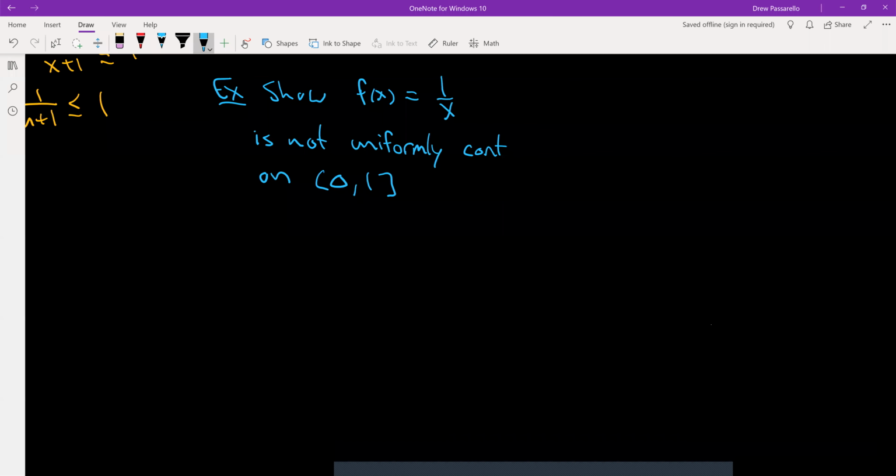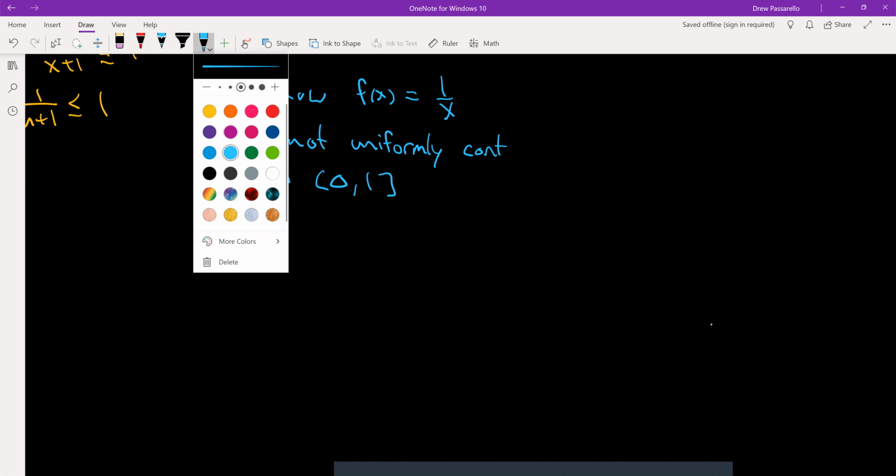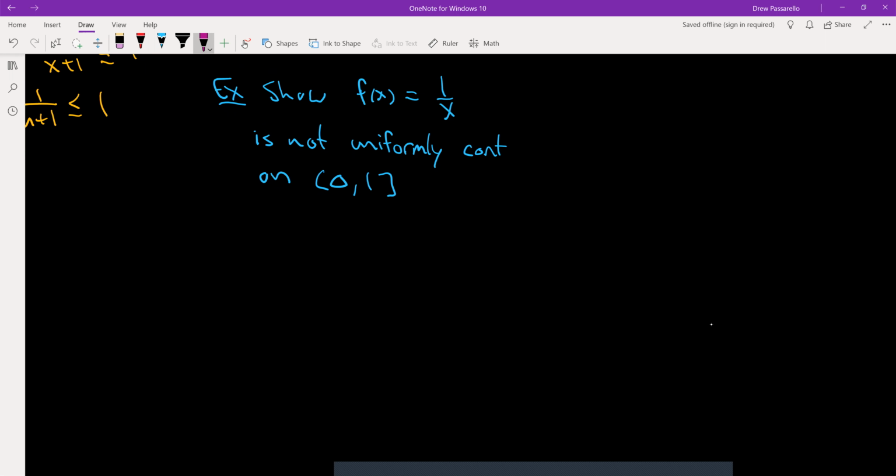All right, and so this example, last example for this video, show that f of x equals 1 over x is not uniformly continuous on the interval from 0 to 1, where it's open around 0 and closed around 1. So we've dealt with the previous two, where we were showing it was uniformly continuous. So there's two ways we could do this. We could do the negation of the definition of uniformly continuous.